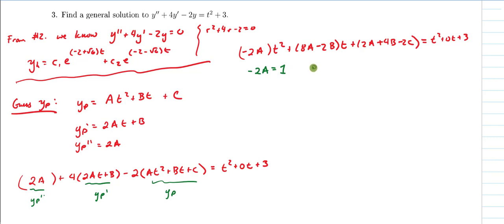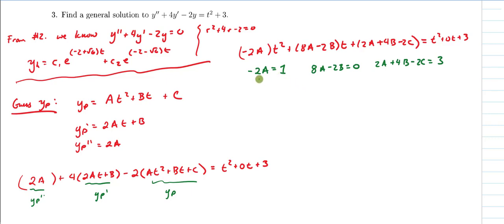My second equation is that 8a minus 2b needs to equal 0. And my third equation is that 2a plus 4b minus 2c is equal to 3. Now again, folks, sometimes I may need to pull out all the stops and solve this system of equations, maybe using matrices or Cramer's rule or some other technique.